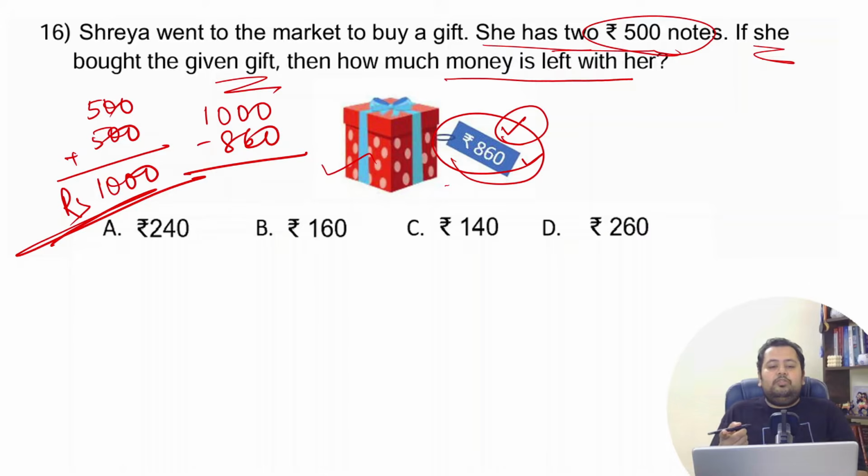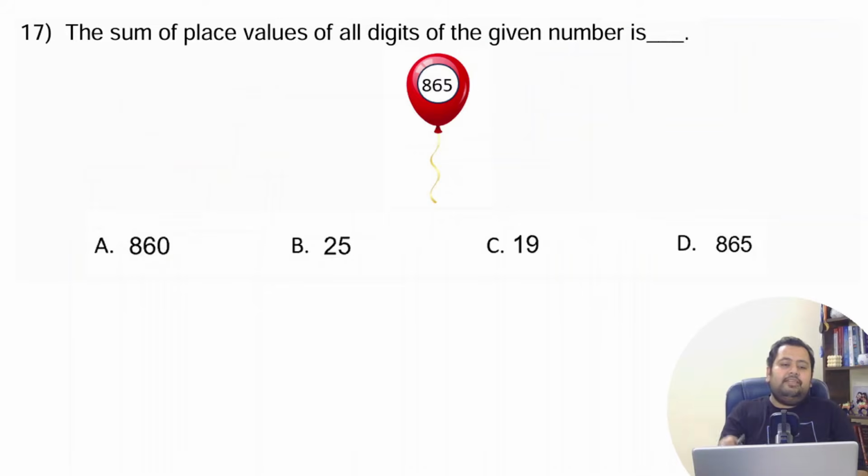I'm not doing the subtraction over here. If you do the subtraction, you will get option number C as the correct answer. I hope you got it correct. If you did, give yourself a star. And we move to question number 17.